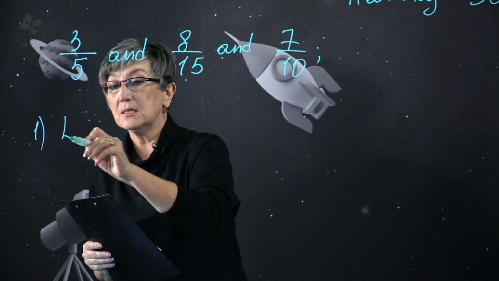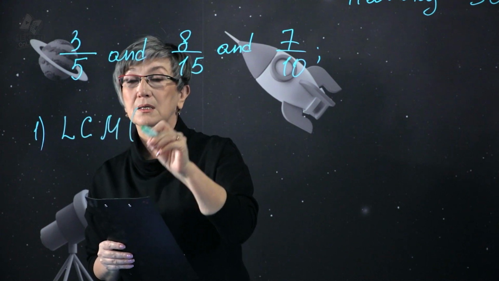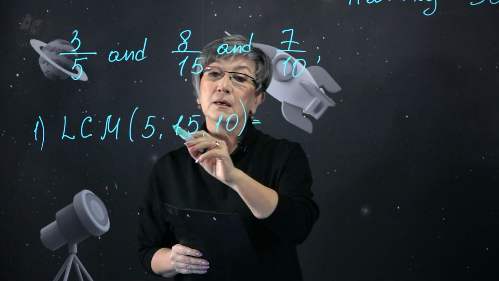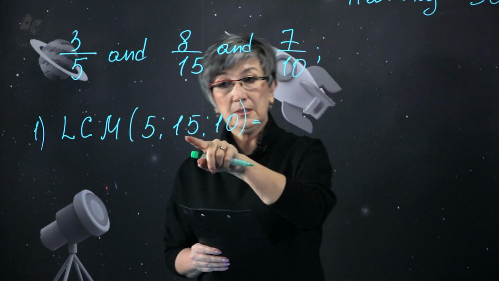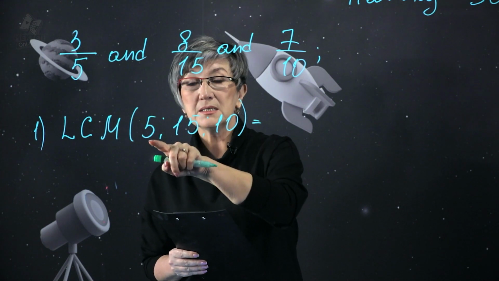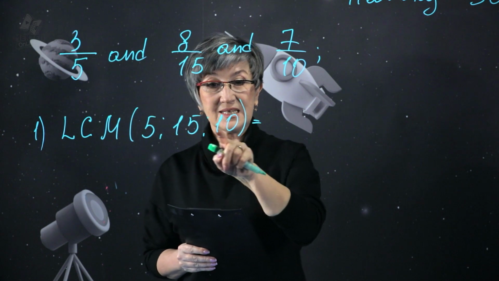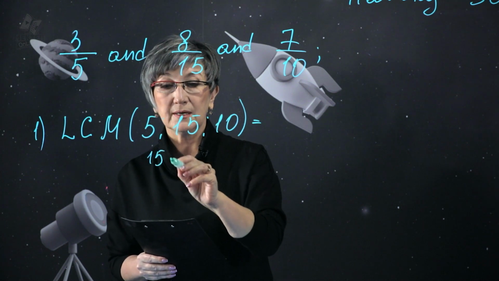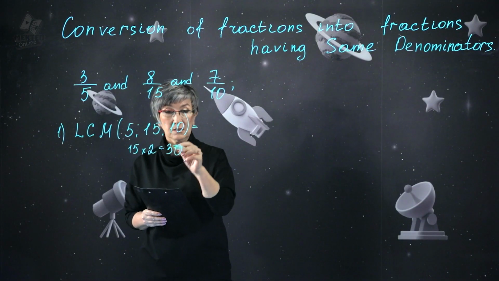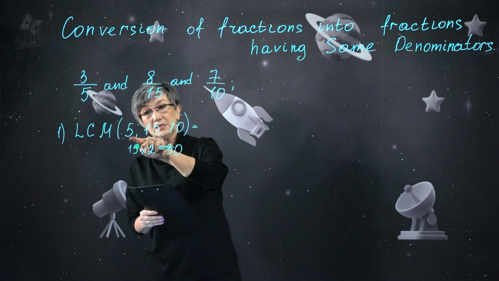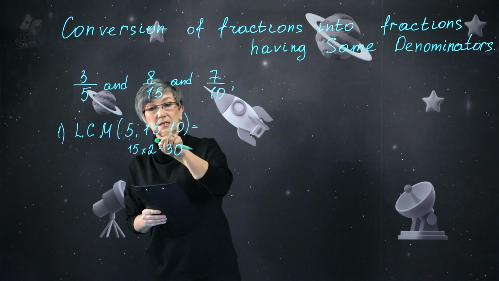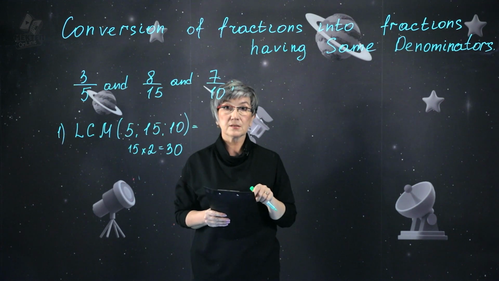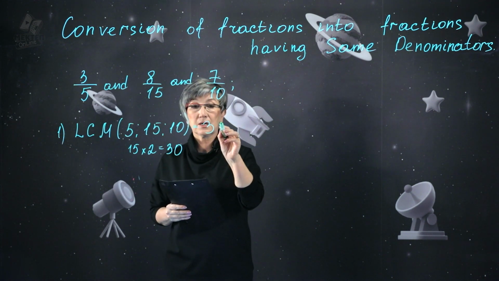So first things first, we need to find the least common multiple for the numbers 5, 15, and 10. We choose the biggest of these numbers. This is 15. Does 15 divide by 5? Yes, it divides by 5. Does 15 divide by 10? No, it doesn't divide. What to do? I take 15 and multiply it by 2 to get 30. After that, I check the result. Does 30 divide by 5? Yes. Does 30 divide by 15? Yes, everything's good. Does 30 divide by 10? Yes. So the least common multiple is 30.